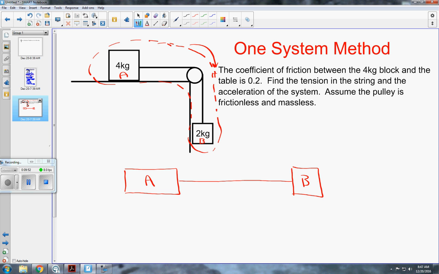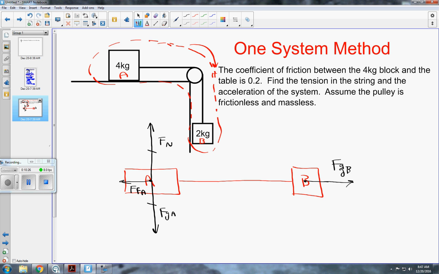So here I have force of gravity acting this way, force of gravity on B, and then on A, I have force of friction and I have force of gravity, and I have normal force. And those are going to be equal. They are balanced. So I'm going to make this force of gravity on B a little bit longer to show that it's bigger than the frictional force.